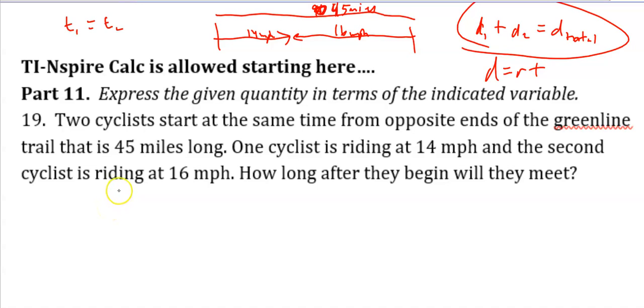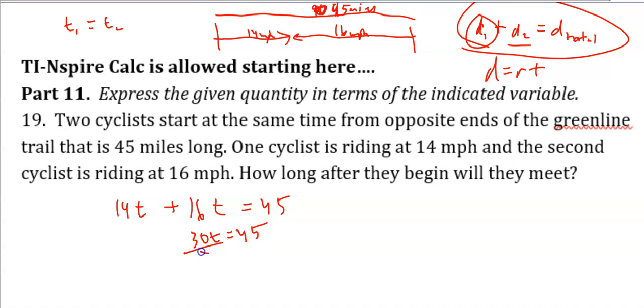So distance 1 is rate times time. So let's do 14t. That's distance 1. Distance 2 is rate times time, so that'd be 16t. It's the same time, so it's the same t, right? I think it is. Equals total distance, which is 45. So 16t plus 14t, that's 30t equals 45. Divided by 30, time equals 1.5 hours. So how long after they start would they meet? 1.5 hours.